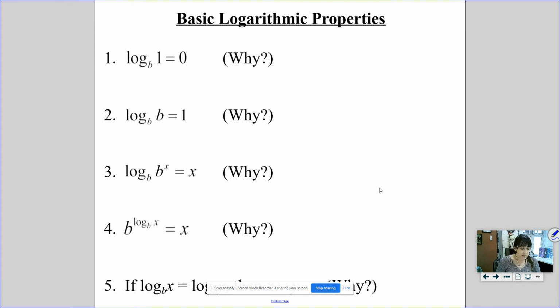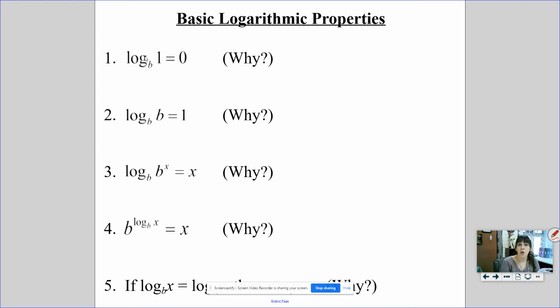Okay, here are a few basic logarithm properties, and I am going to ask you to have these written down. I'm also going to have you write a couple of notes to explain why these are properties, okay? If you understand the why, it will make the memorizing part of it way easier, okay?